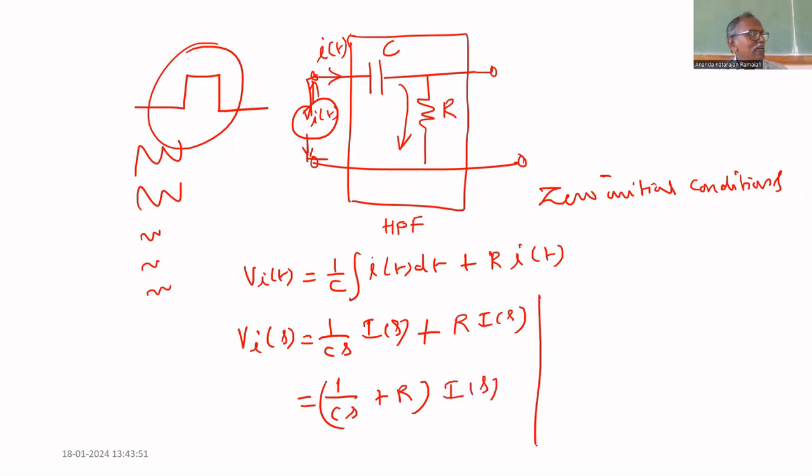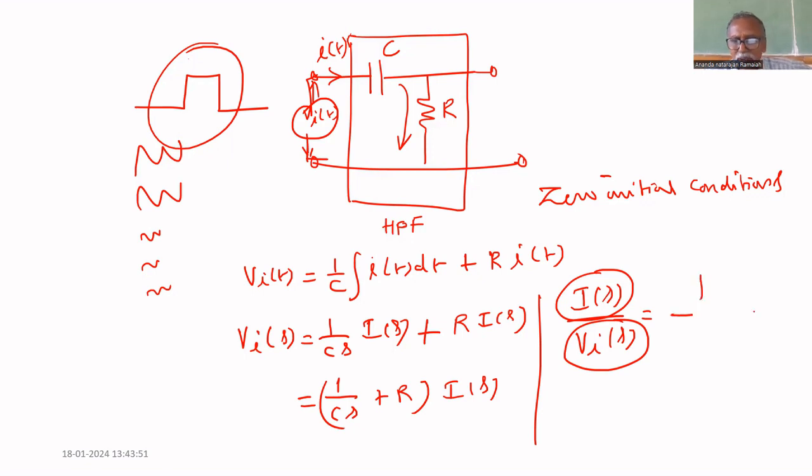Then you can assume that current is the output. If you assume current is the output and voltage is input, then you can write a ratio like this, I of s divided by Vi of s equals what? Output by input is called transfer function. New definition: output by input is called what? Transfer function. What is transferred from input to output? The output is current, input is input voltage. Then the transfer function is I of s divided by Vi of s equals 1 by Cs plus R. Am I correct or not?